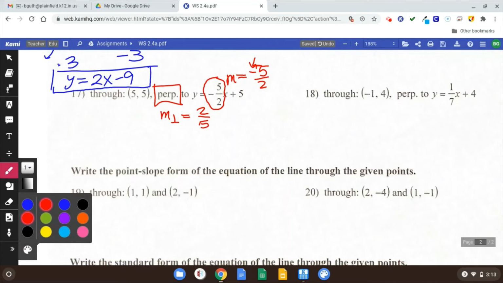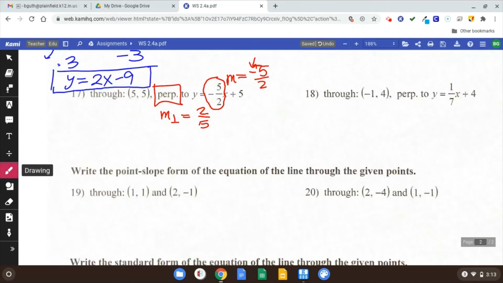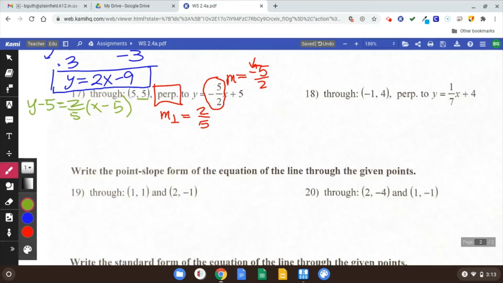Everything else is exactly the same. So we do y minus the y number was 5 equals the slope was 2/5. That's what we're using for our perpendicular, times x minus the x number is also 5. Now we've got fractions. You don't have to do it this way, but I think the easiest thing to do is to get rid of your fractions using that little math trick. So I would multiply both sides by 5. Multiply by the denominator. That's going to cancel out my fraction, right?